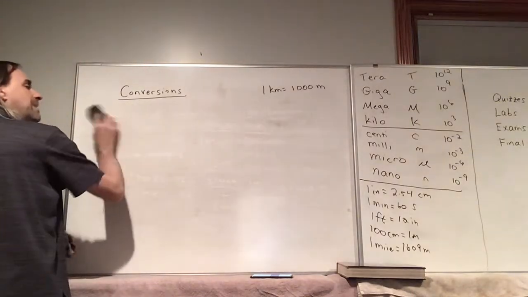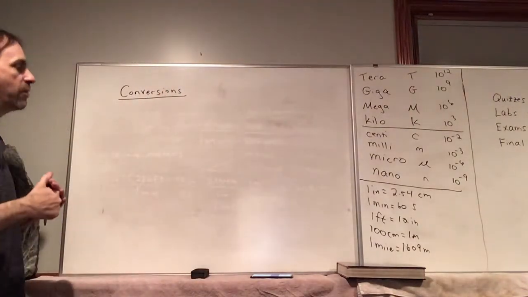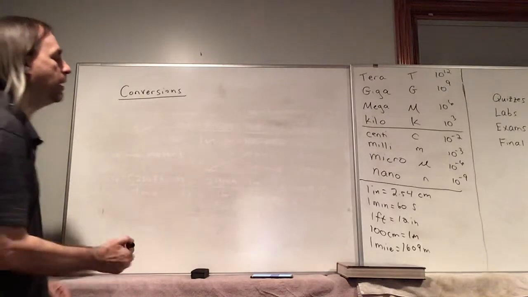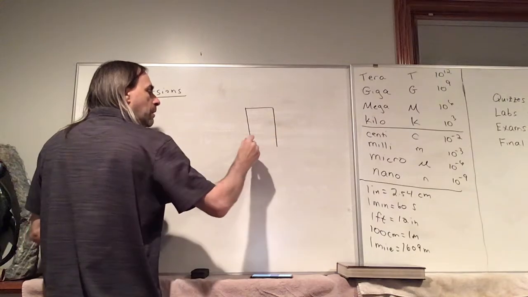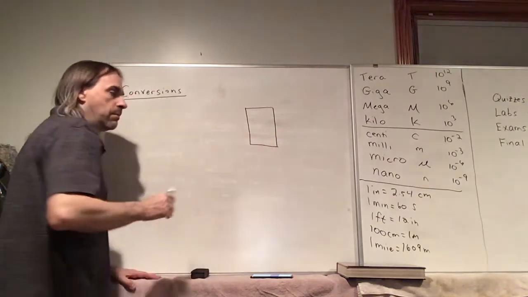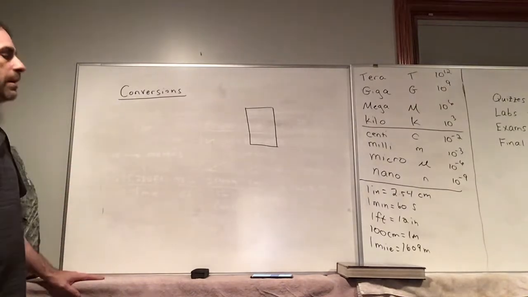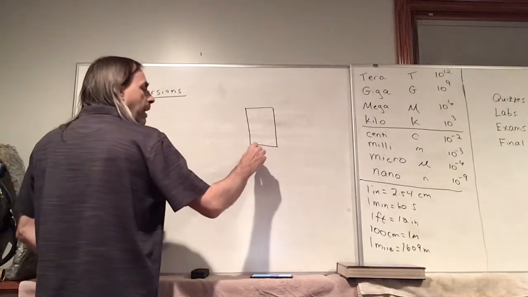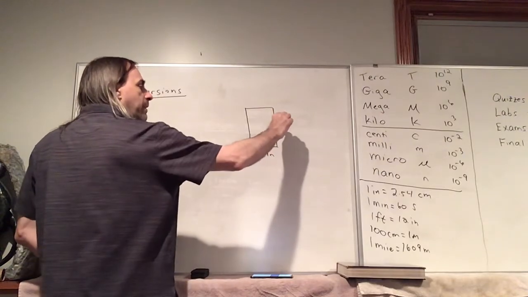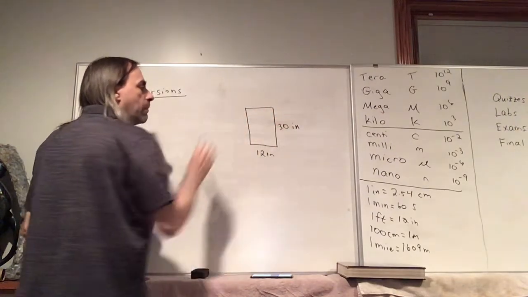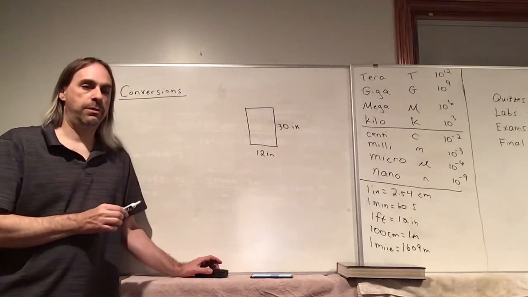But there's one more. This is like the biggest issue with conversion factors. I've noticed students make this mistake. And it's kind of interesting because I tell students all the time, never make this mistake, but still there's always confusion about this. Let's say that we have a rectangle. Let's say this is 12 inches and this is 30 inches. And I want to know the area of this rectangle in square centimeters.